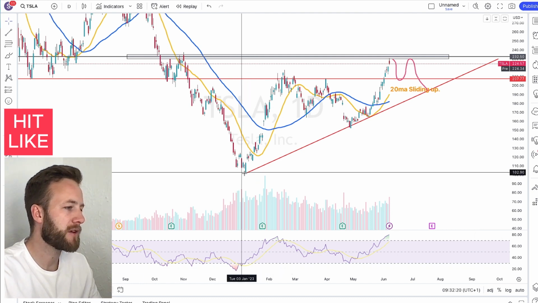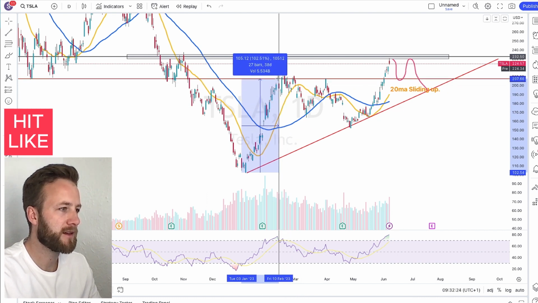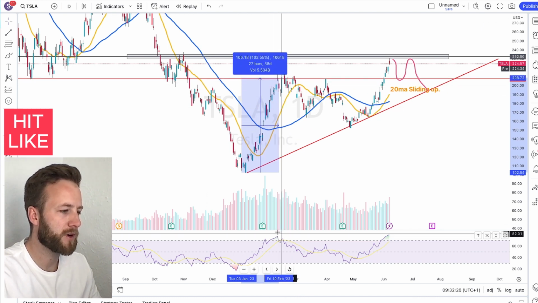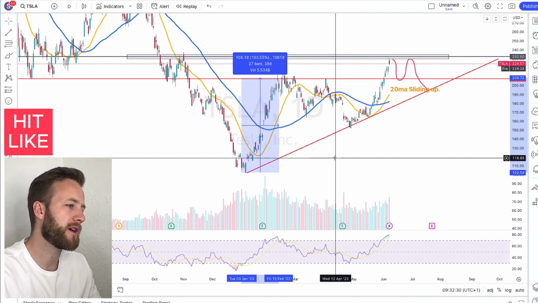Let's go ahead and look at the ruler. Bang, and if we go up to the kind of the top of the RSI, you can see that down here where I've got the top of the RSI, you would have made 100% on your Tesla trade.